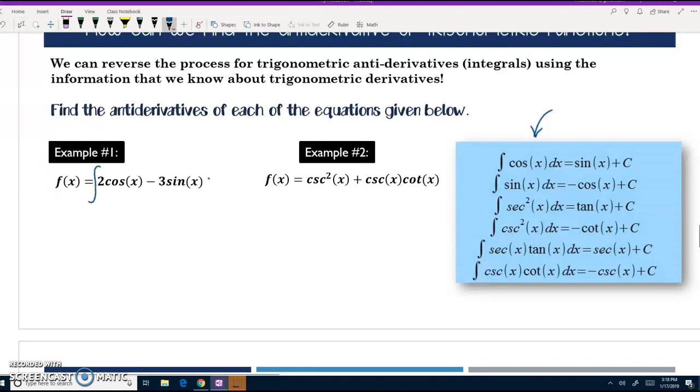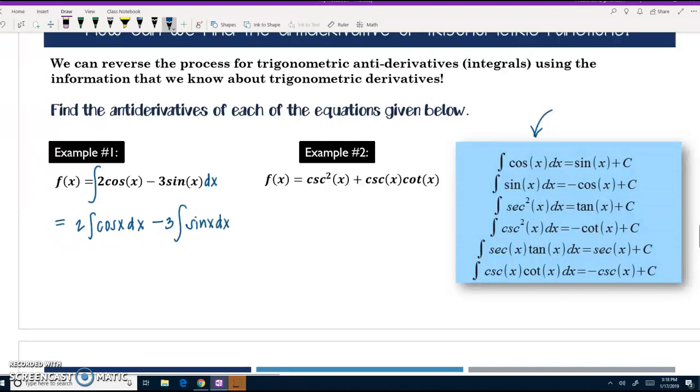So I'm going to go ahead and integrate this expression with respect to x. And again, I can really break this up into 2 times the integral of cosine x dx minus 3 times the integral of sine x dx.